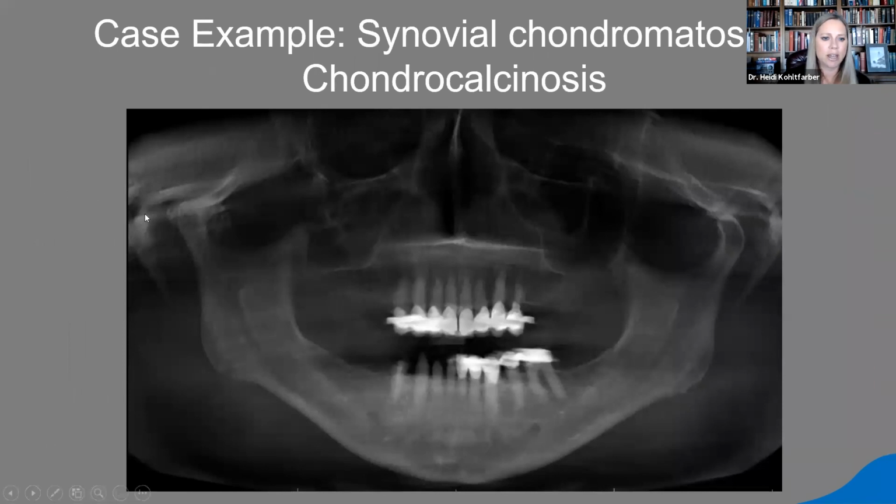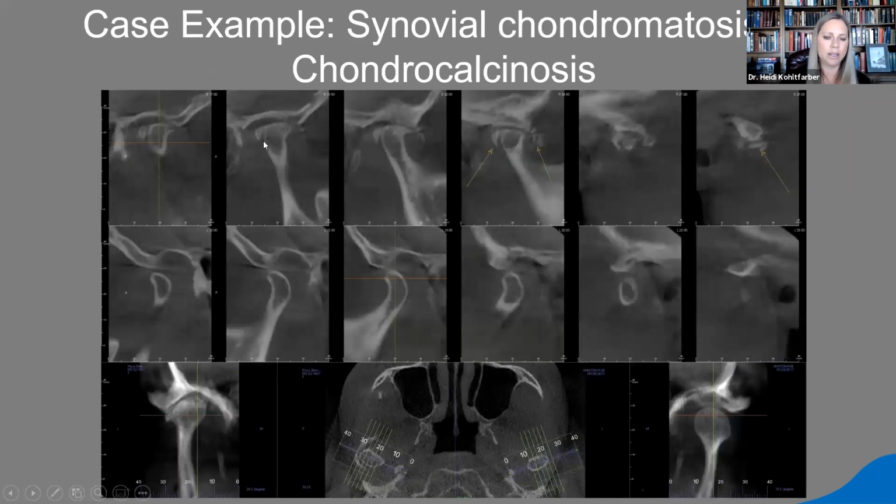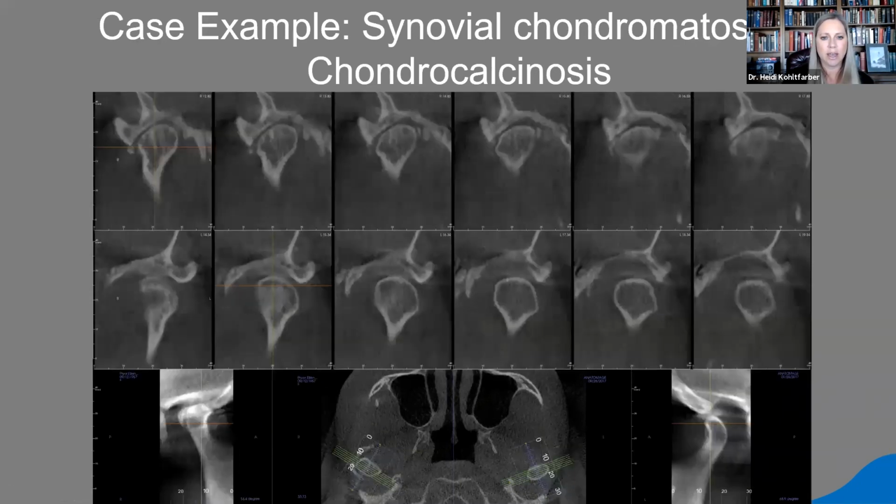This is a particular case. You can see it looks like we've got multiple hyperdensities surrounding that condylar head. And when we get into it, again, we can see these characteristic nodules that tell us we probably have synovial chondromatosis or chondrocalcinosis. And we can see these actually developing over time as well.